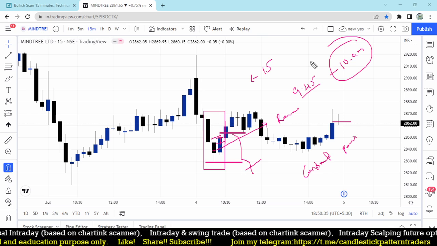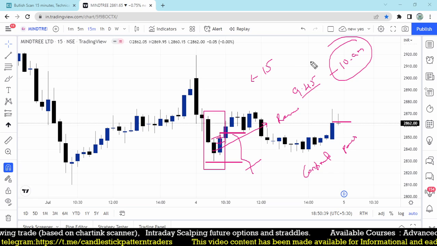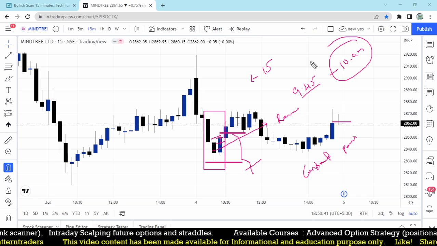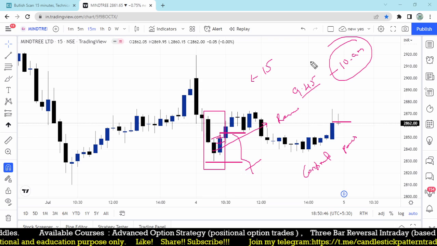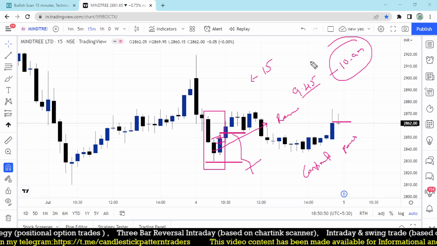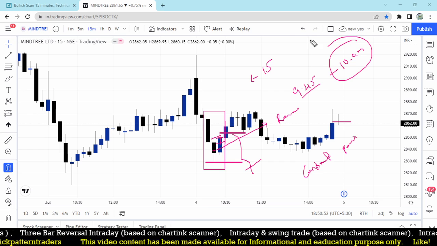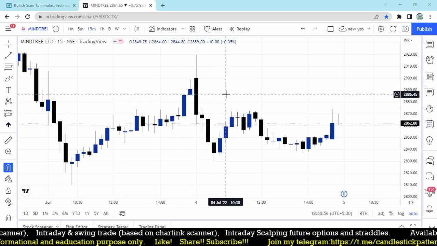Sometime later, before the closing of that particular candle, if it falls down, then it is 100% sure the stock will be removed from the scanner list. That is not valid, and it will not satisfy our conditions. So you have to understand the importance of that factor. This is the key point.